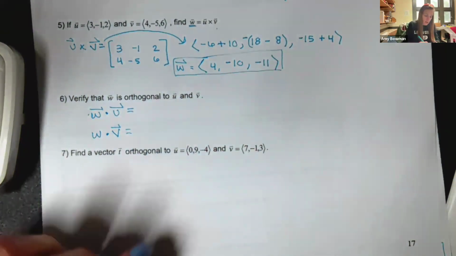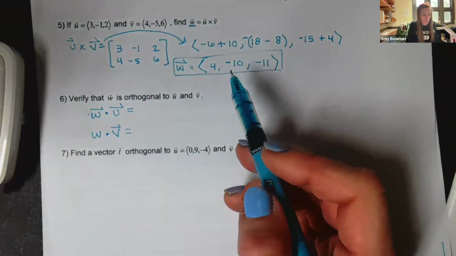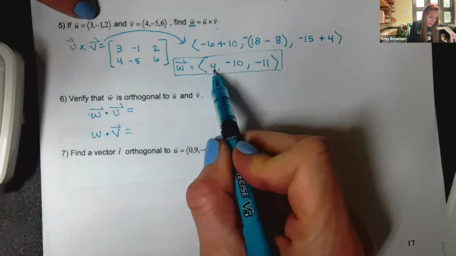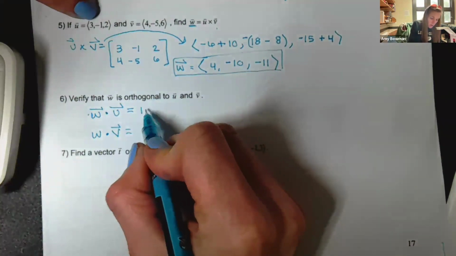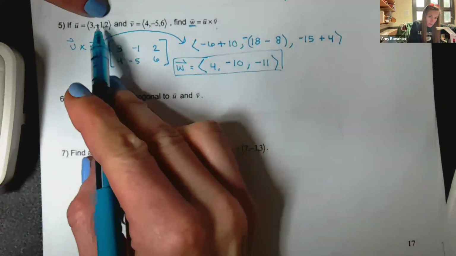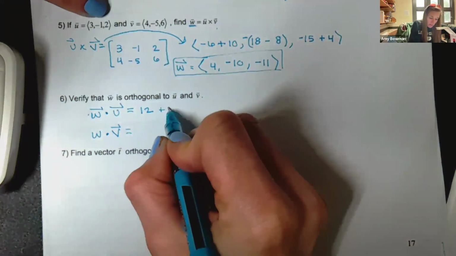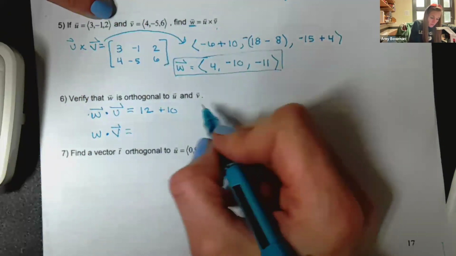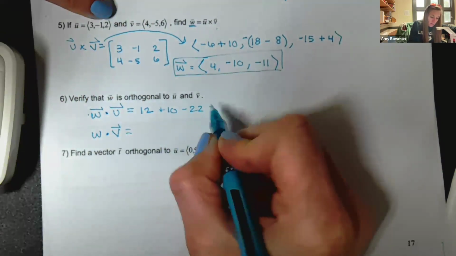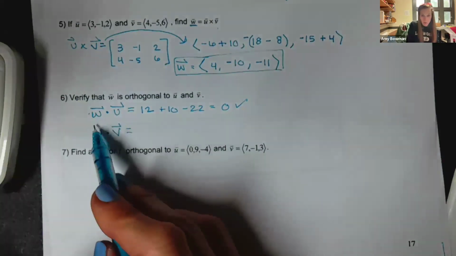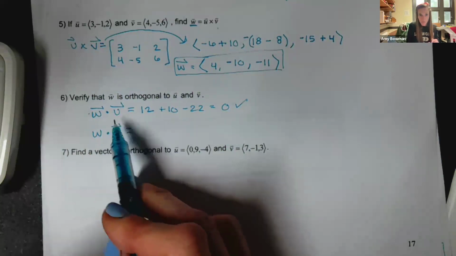So w dot u. So we've got 4 times 3, which is 12, negative 10 times negative 1, so plus 10, and then negative 11 times 2, that's minus 22. So we've got 12 plus 10 minus 22, which is 0. Therefore, w is clearly orthogonal to u.